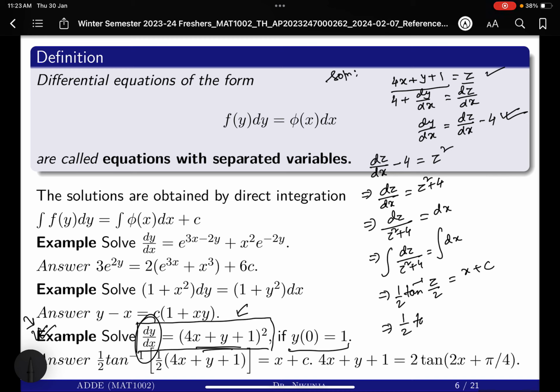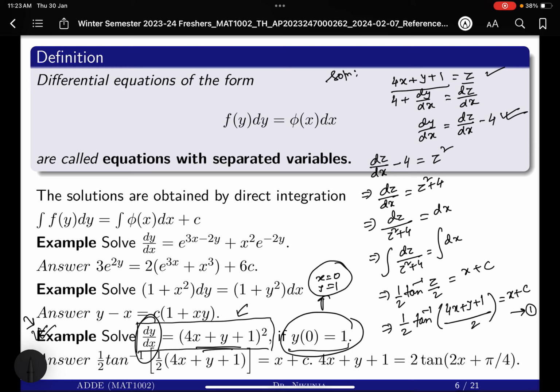Since z is 4x plus y plus 1, we have 1 by 2 tan inverse of ((4x plus y plus 1) by 2) is equal to x plus c. Suppose this is equation number 1. Because we have very little space, I'll continue on the next slide. Now y(0) is equal to 1 you need to put. That means at x equals 0, y equals 1. This is the condition you need to apply.